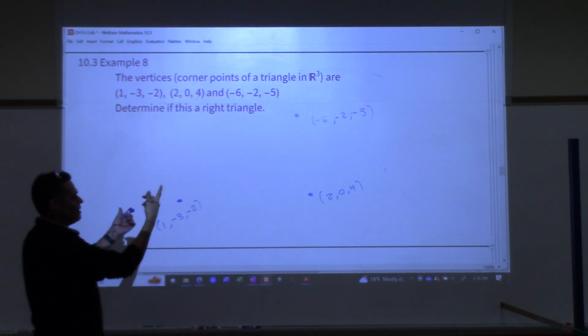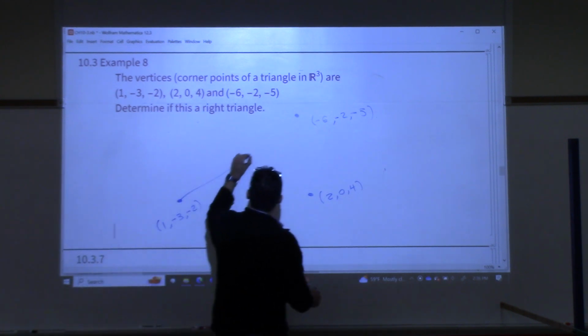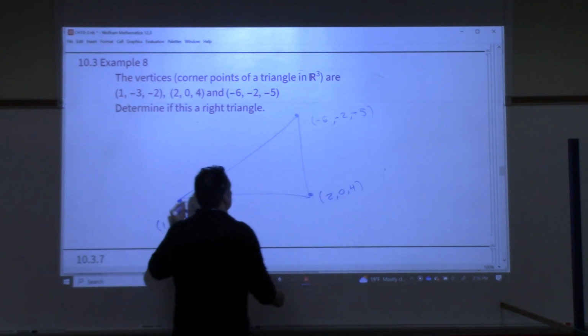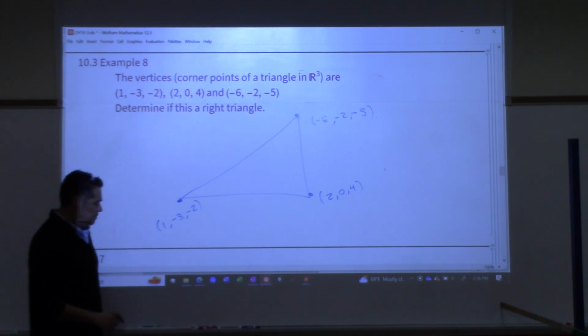It might look like this. If you're standing on the other side, it might be something else. So it's completely arbitrary. I don't know if this is the right triangle. I have no idea, right? No idea. Anyone have an idea of how we could attack it, though?